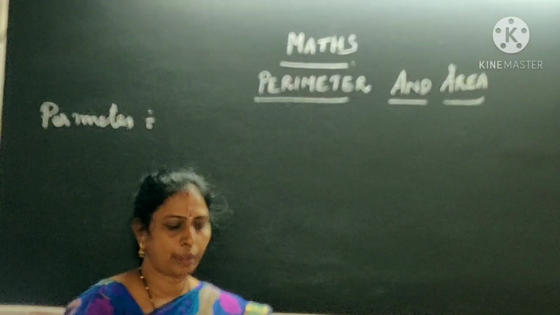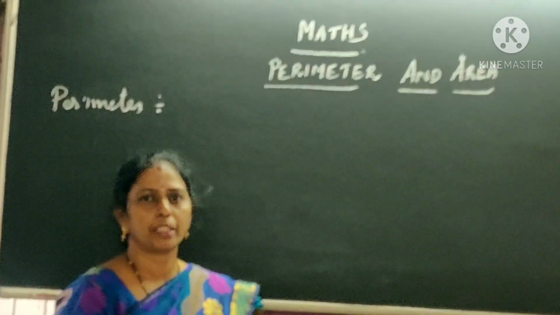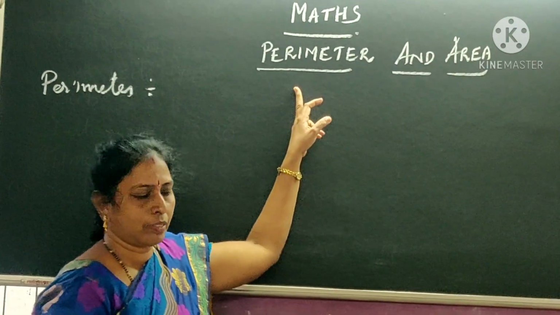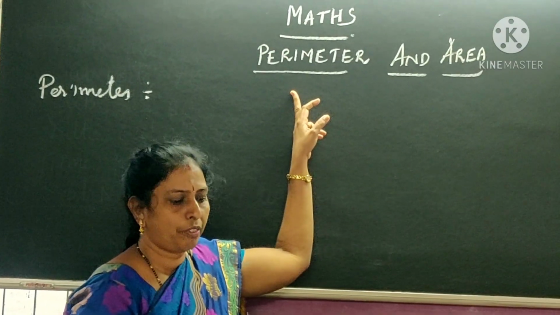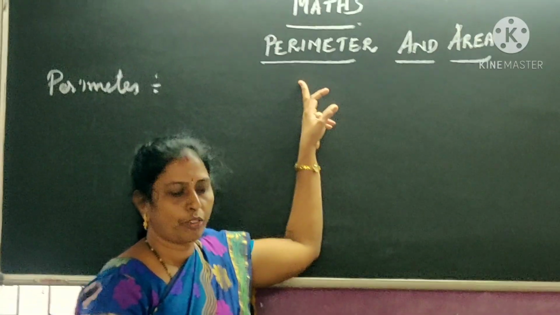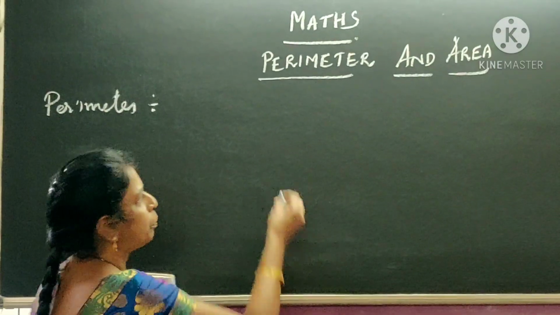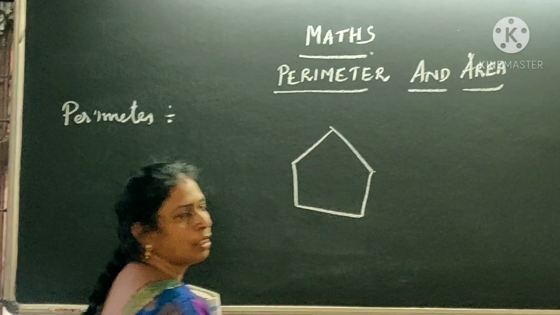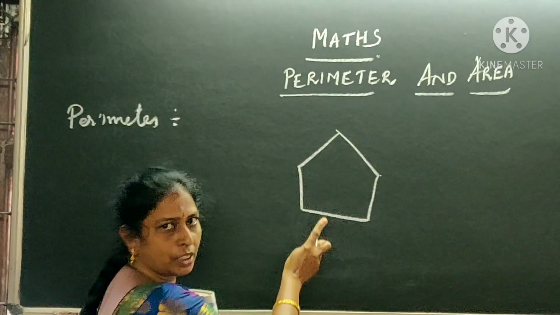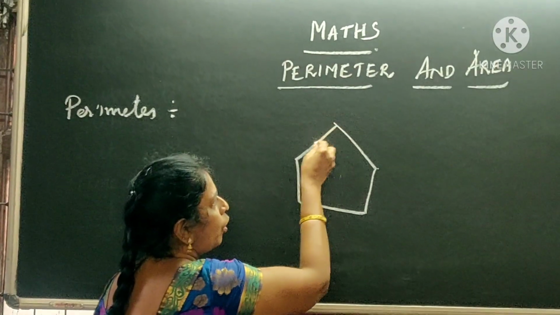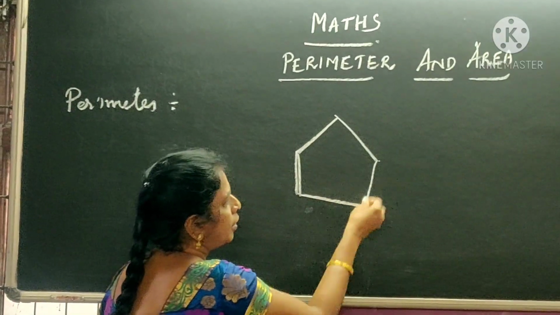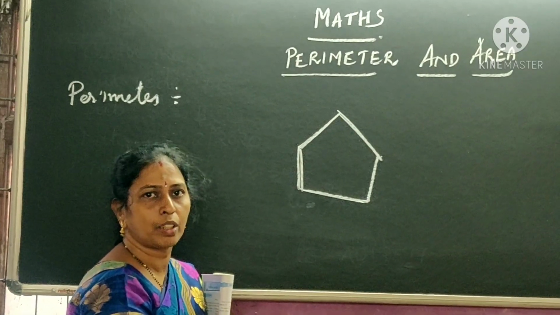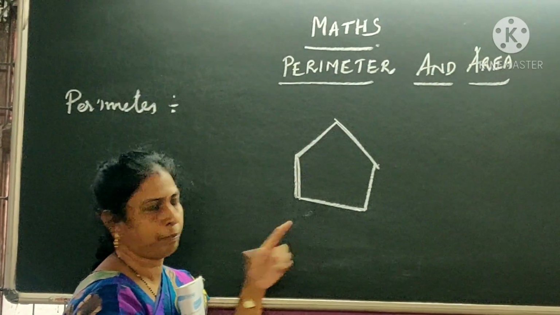Today I am going to start the new chapter, perimeter and area. So first let me explain what is called perimeter. Perimeter is the sum of the length of all sides of a closed figure. Suppose you see this is any figure. I want to find the perimeter of this figure. So I have to add all the sides of this figure. Then we will get the perimeter of this figure.